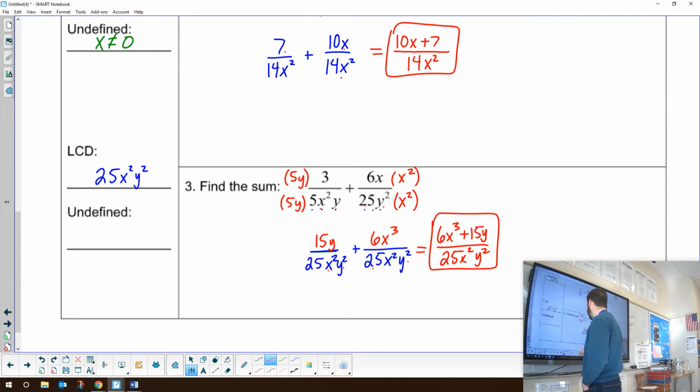and my undefined, well, we just have x's and y's on the bottom, so we're going to say x can't equal 0 and y can't equal 0. All right, let's move on to the next page.